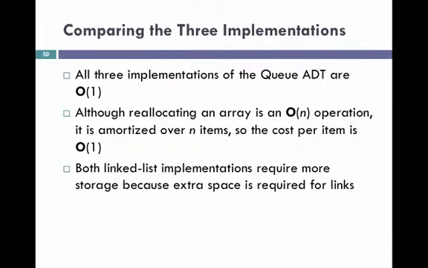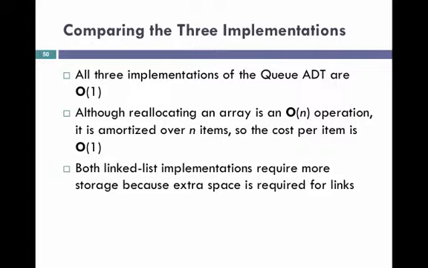So all three implementations of this queue abstract data type are constant time. And even though this reallocating is an order n operation, we don't do it that often. And if we amortize that cost over all of our insertions, it's constant.